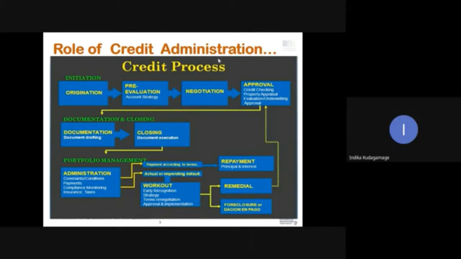So this is the part prior to approval. You go out, get a customer, do the origination strategy, decide what to do with this customer, then negotiate the product, then we go and approve the facility. Then it comes to documentation and closing. That means you need to do the offer letters, mortgage bonds, personal guarantees, all those things you need to draft, sign and execute. Then you go for the disbursement.